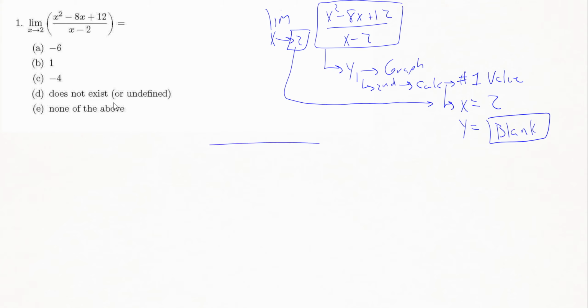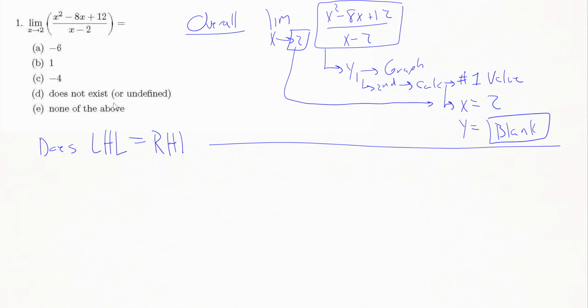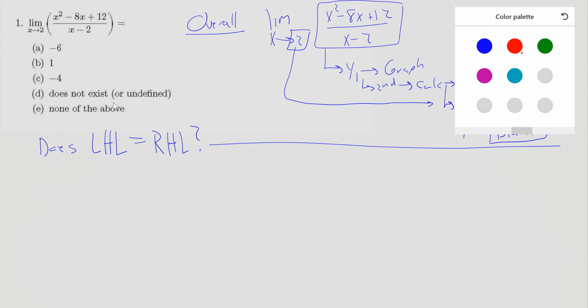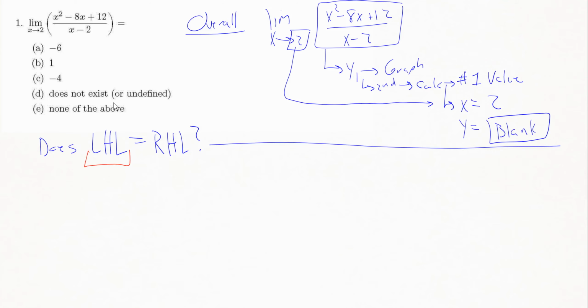When option one fails like this, and we're talking about an overall limit right now, what we really need to do at this point is answer the question: does the left-hand limit, LHL, equal the right-hand limit? To do that, we'll still use our calculator, and to test the left-hand limit, we're going to do a calc value at something really close to 2 from the left.